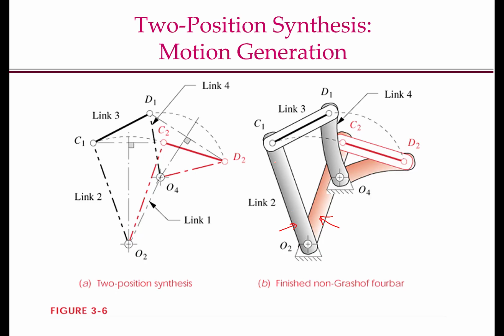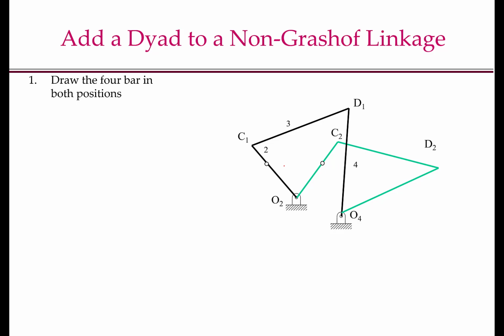If you think about it for a moment, you should see that what I am prescribing here now is that I know the range of motion of the link O2C, and I want to design another mechanism so that the link 2, or the link O2C, moves between O2C1 and O2C2. This will ensure that the coupler moves between C1D1 and C2D2. To do this, we'll first draw the 4-bar in the two positions, or essentially we need to draw the link O2C in two positions, O2C1 and O2C2.